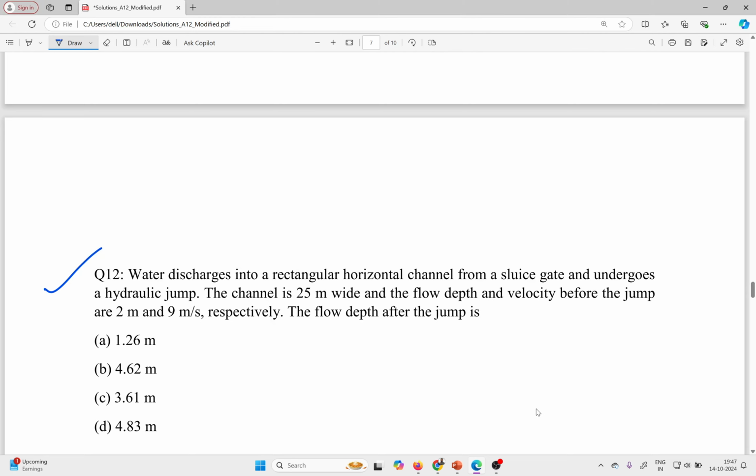Okay, let me just discuss. The rectangular horizontal channel means theta is equal to 0 is given here. Channel cross section is like that. The channel is 25 meter wide. The flow depth and velocity before the jump, that is, a sluice gate is here.